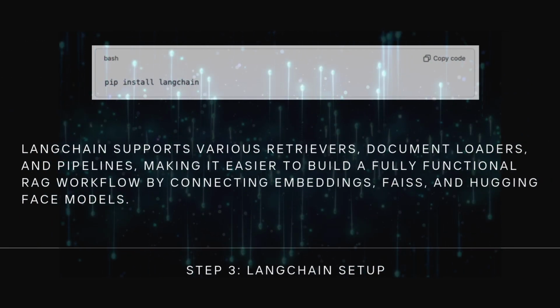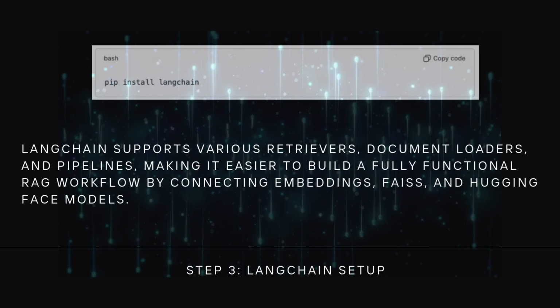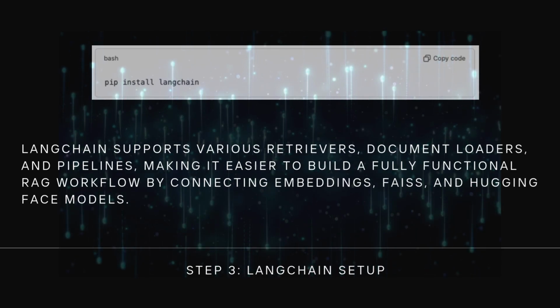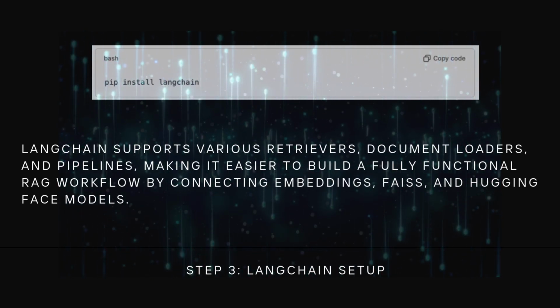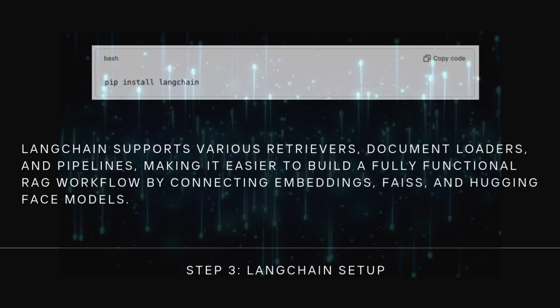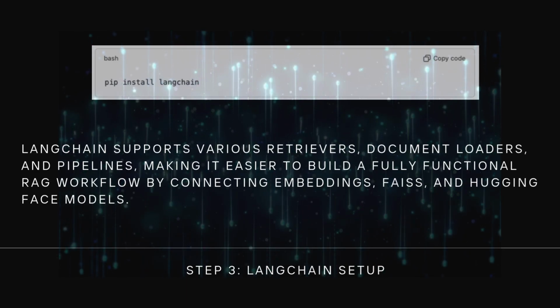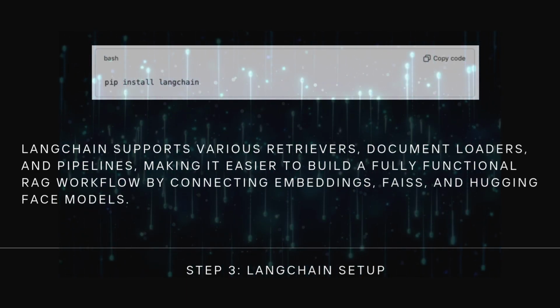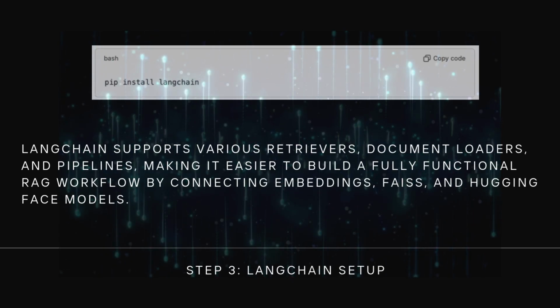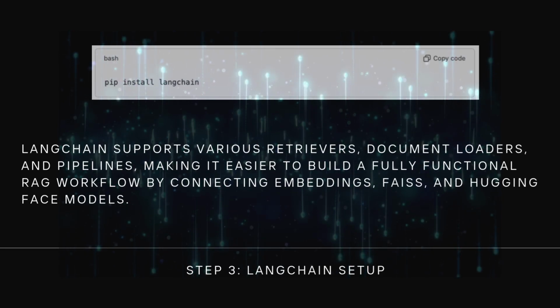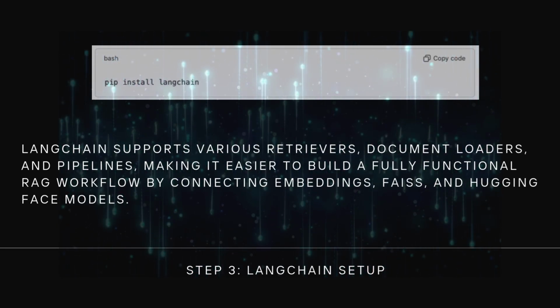Step 3. LangChain setup. LangChain serves as the bridge between document retrieval, FAISS, and text generation, transformers. It simplifies the integration process, allowing you to build pipelines faster. Explanation. LangChain supports various retrievers, document loaders, and pipelines, making it easier to build a fully functional RAG workflow by connecting embeddings, FAISS, and Hugging Face models.